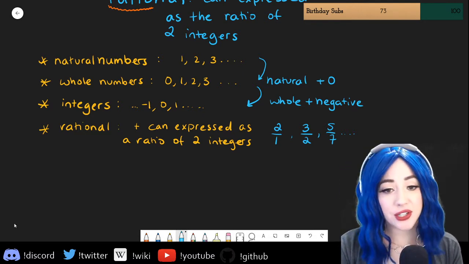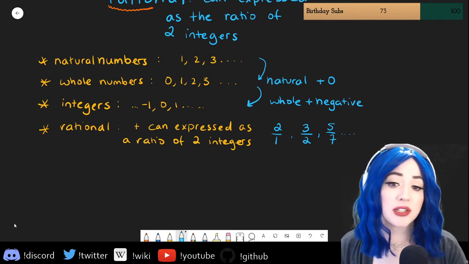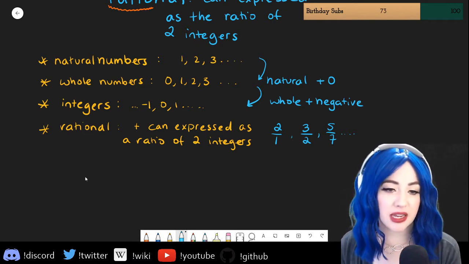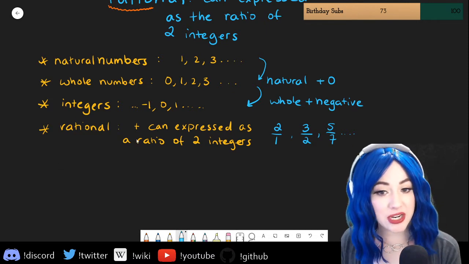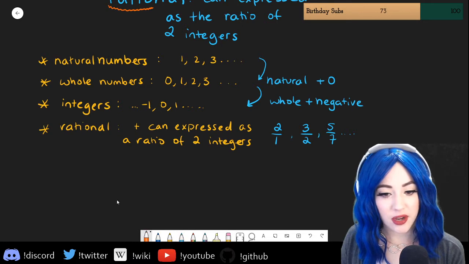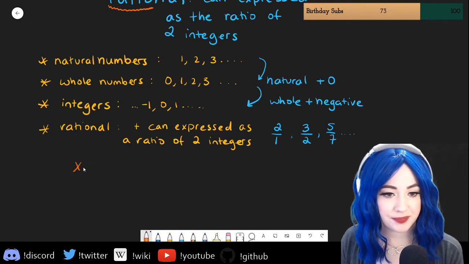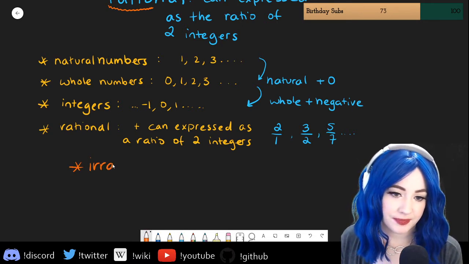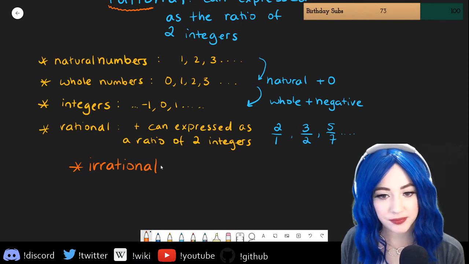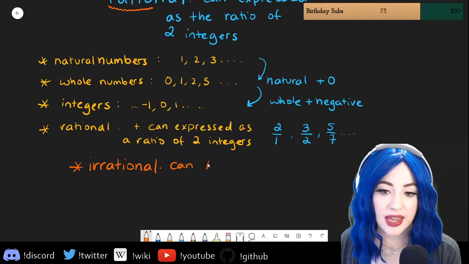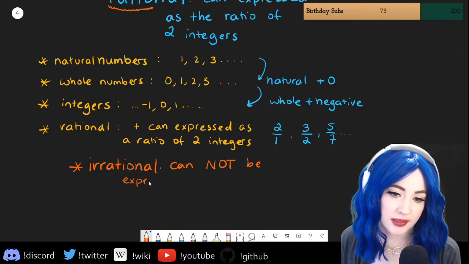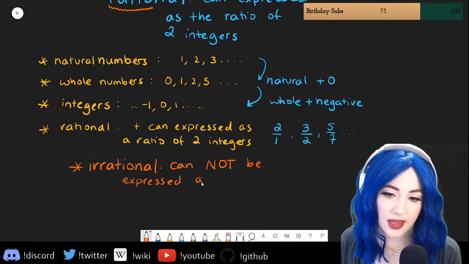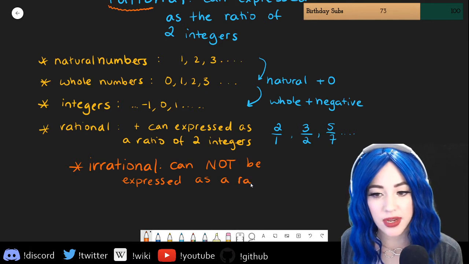And remember that integers are negative as well as positive. So your rational numbers can be negative as well as positive. And so an irrational number, and this is our important thing for today, cannot be expressed as a ratio of integers.